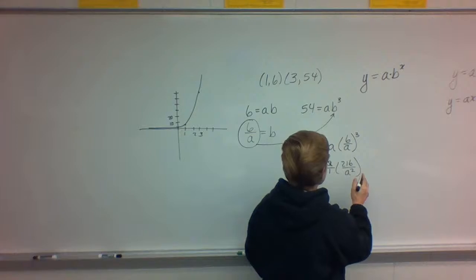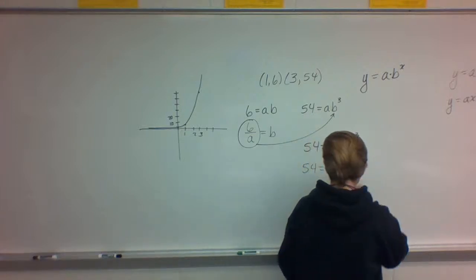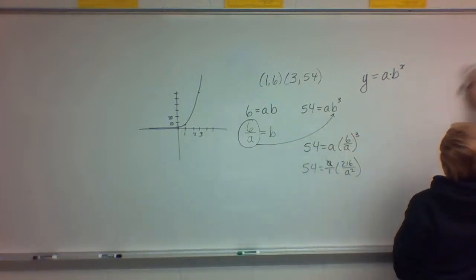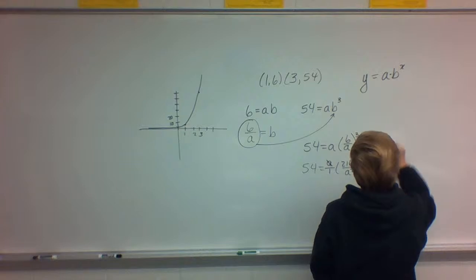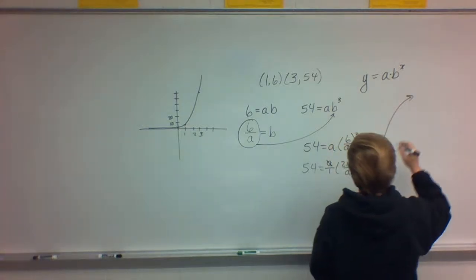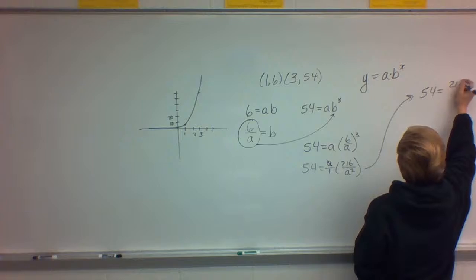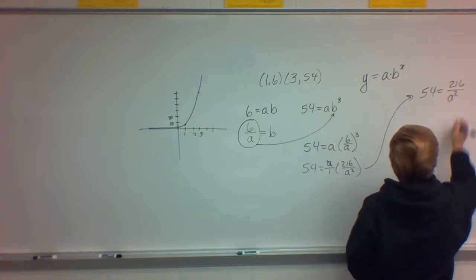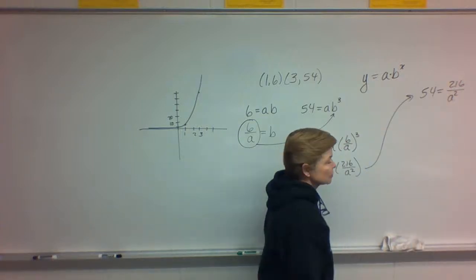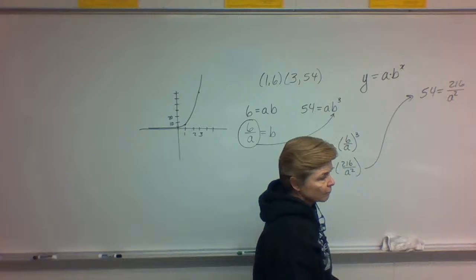Okay. So now what I have is, I'm going to erase this because it's nothing to do with the problem. I'm going to come up here so you can still see. I have 54 is equal to 216 over a squared. That's what I have left because that a canceled. Are y'all following so far? Okay. Then we got to remember this.